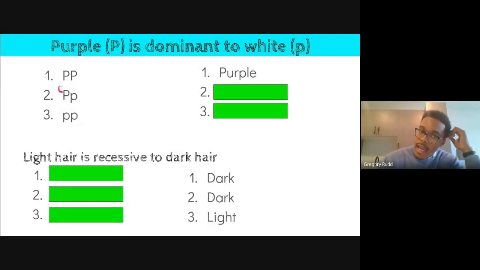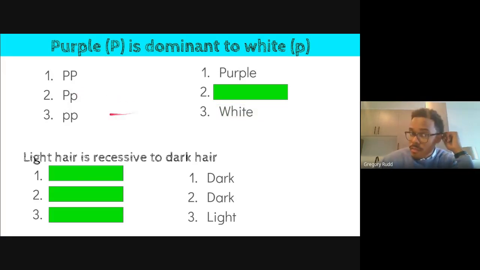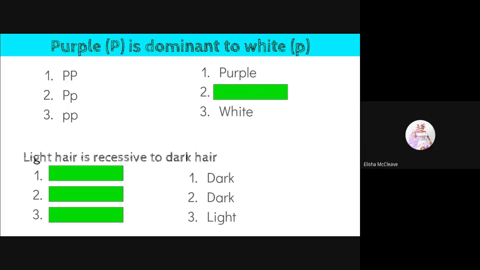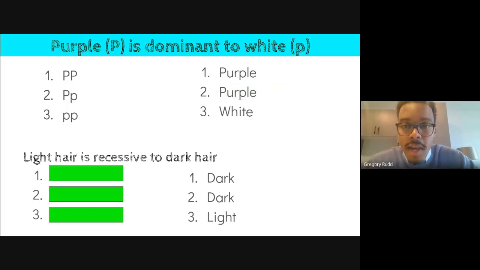PP, one capital and one lowercase. Oh, okay, sorry, I went in the wrong order. Two lowercases, this would be homozygous recessive, which means that I end up with the recessive trait, the white flowers. And Pp, heterozygous, what trait would I get? Purple. I get purple in this case, yes, because purple dominates white. So if I have that purple allele, then I'm going to end up with the purple trait.